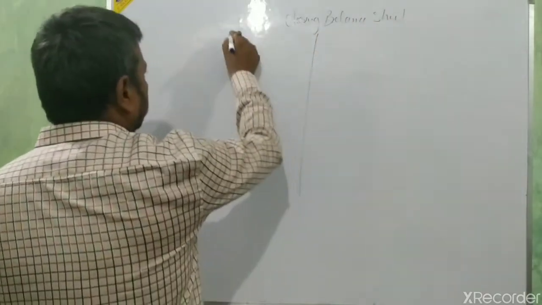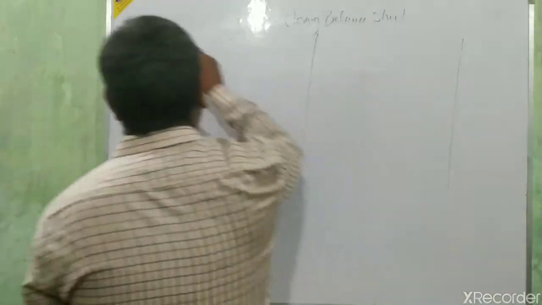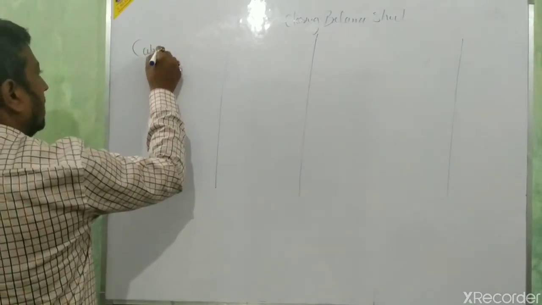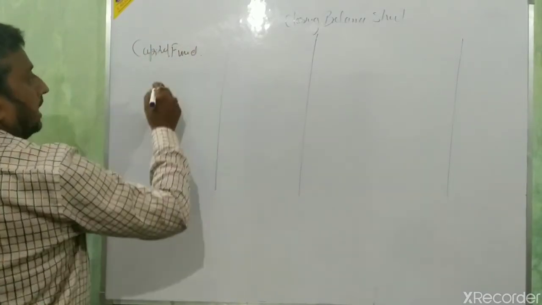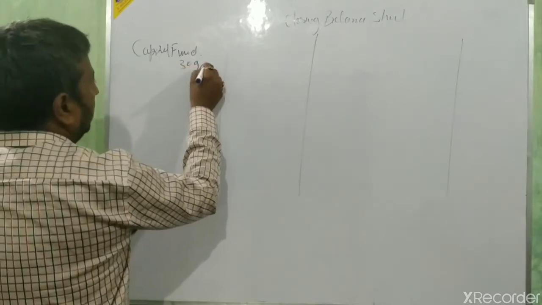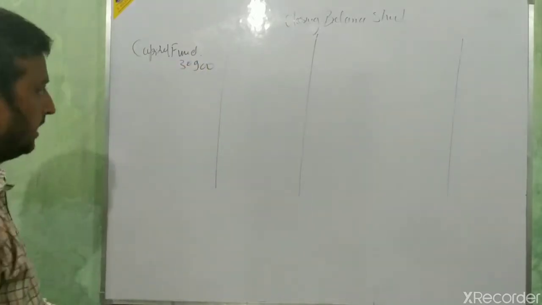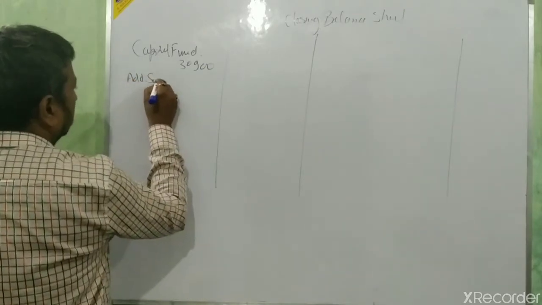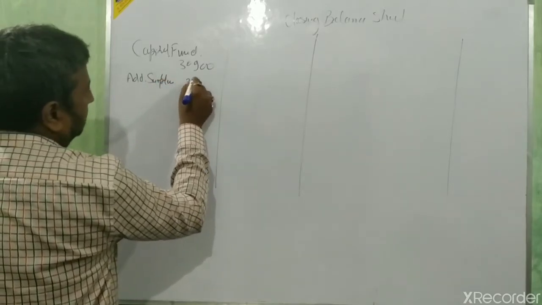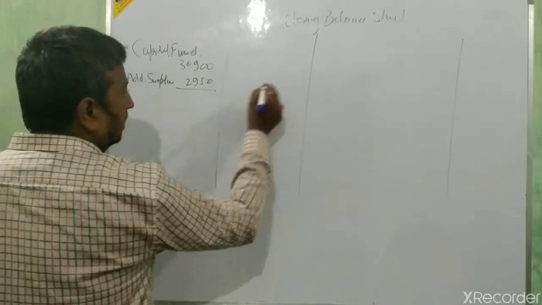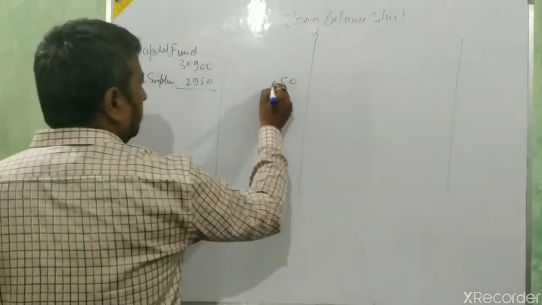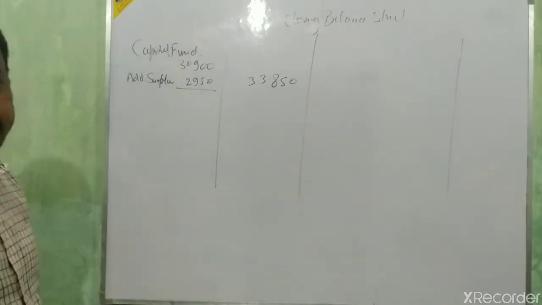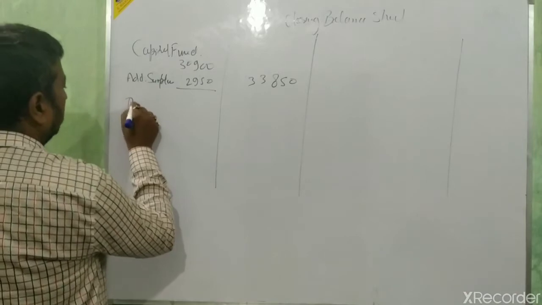Okay, this is the closing balance sheet. Let's start with the capital fund. First we write capital fund, and that amount is 30,900. Then add surplus, and surplus is 2,950. Add both, outside total 33,850.